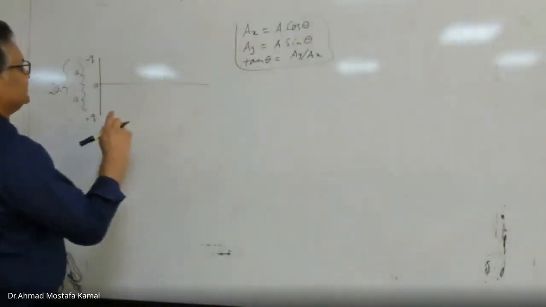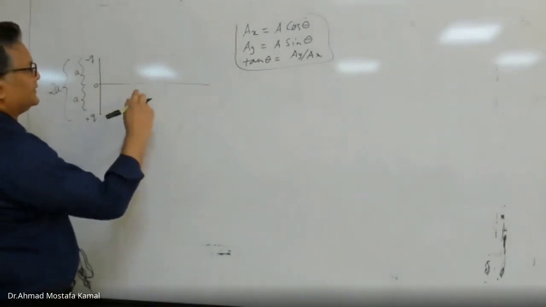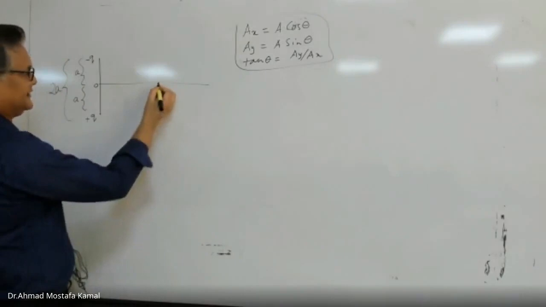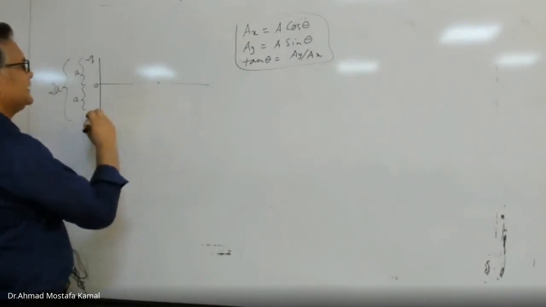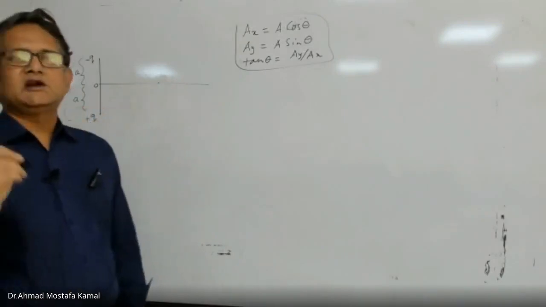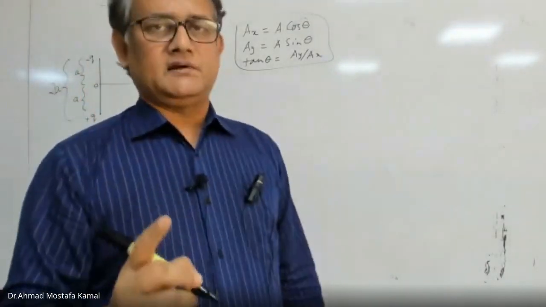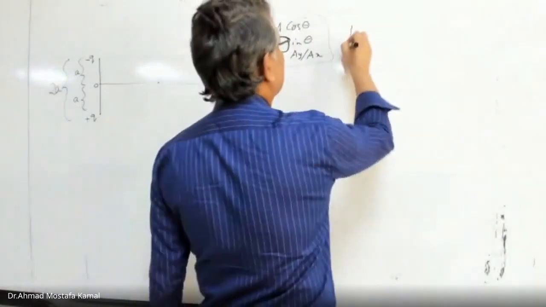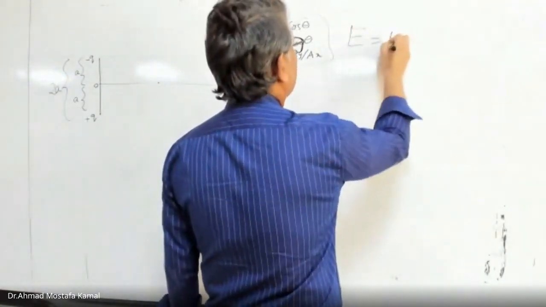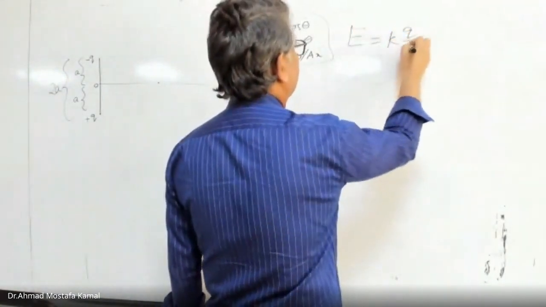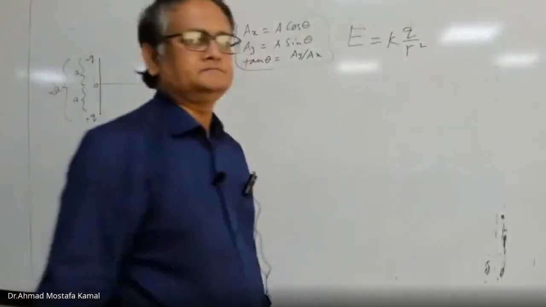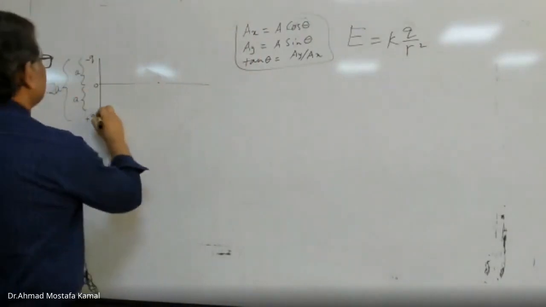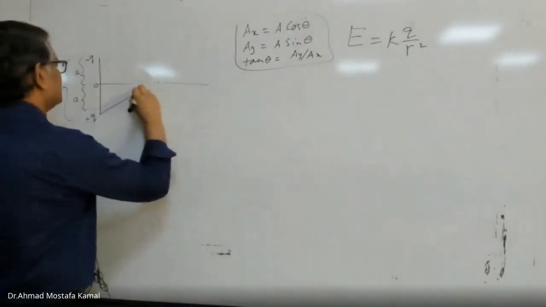Then if we want to calculate the field at any point, say this point, we need the distance between the charge and the point of calculation. This distance is called R. In our expression of E, we have E equal to KQ by R square. We know that. So R is needed.